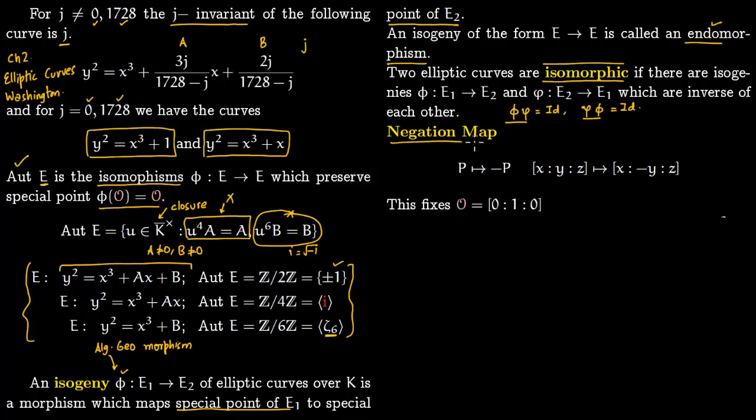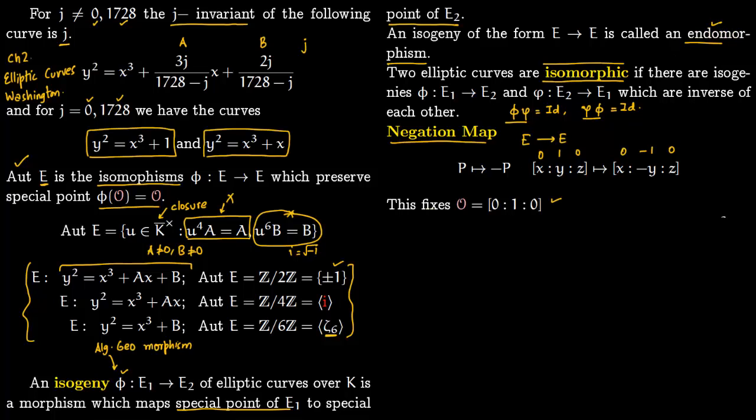So first is the negation map. You're going from curve E to curve E, but you're taking a point to the negative of itself. So x, y, z goes to this. Obviously this fixes O because you're going to send (0, 1, 0) to (0, -1, 0), and so you take minus 1 common, you just get this. So this negation map is an example of an isogeny, and in particular of an endomorphism.